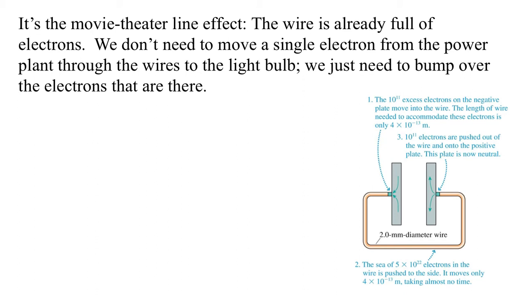Here we see this illustration which says the 10 to the 11 excess electrons in the negative plate move into the wire. The length of the wire to accommodate these electrons is only 4 times 10 to the minus 13 meters, which is crazy. And then 10 to the 11 electrons are pushed out of the wire and onto the positive plate, so it becomes neutral. And then, oops, I guess we really went this way.